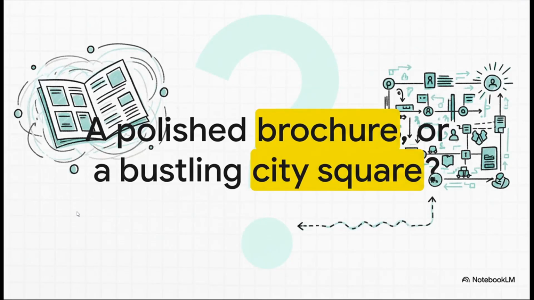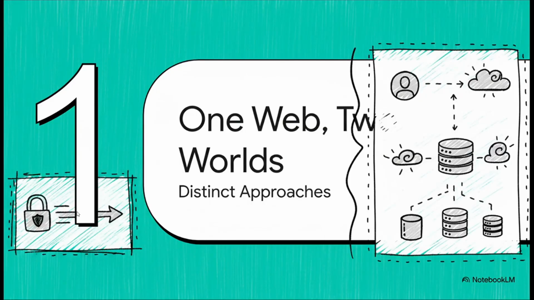You've probably felt this, even if you couldn't put your finger on it. You land on one site, and it's like a perfectly printed, glossy brochure. Everything is exactly where it should be, and it's the same every time you visit. Then you go to another, and it's alive. It's constantly changing, reacting to what you do. That feeling isn't an accident. It's completely by design. And that difference, that feeling, it all comes down to two totally different ways of building and serving up a website.